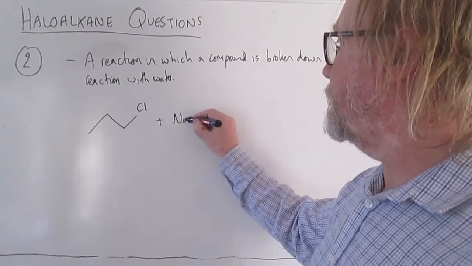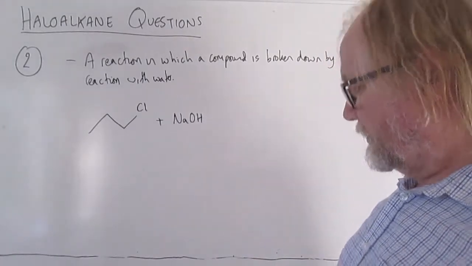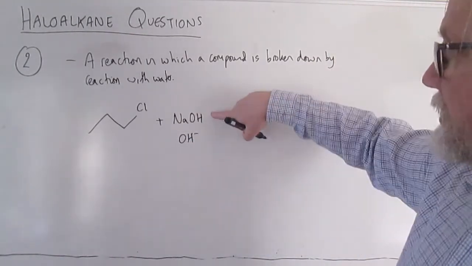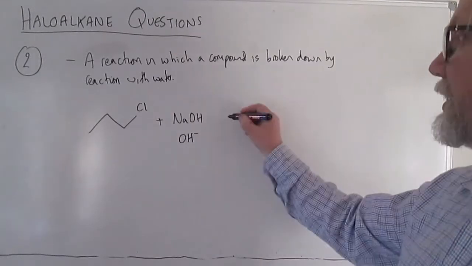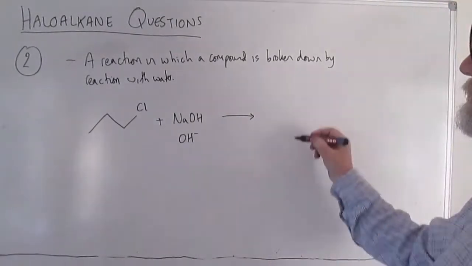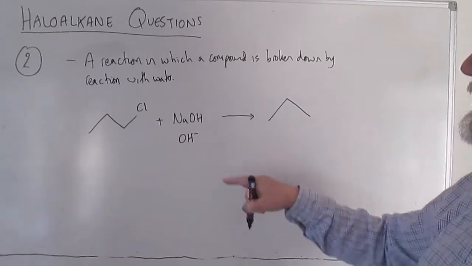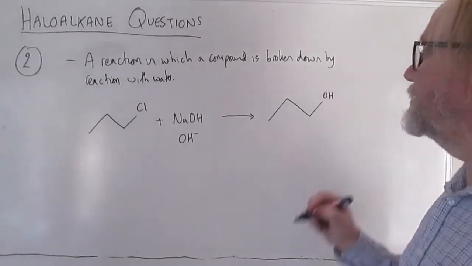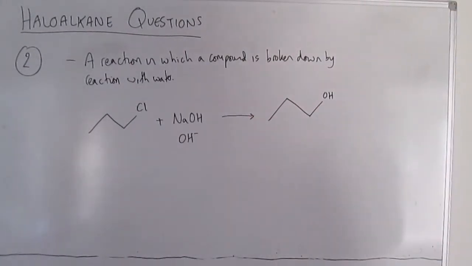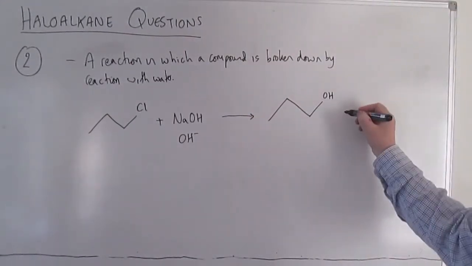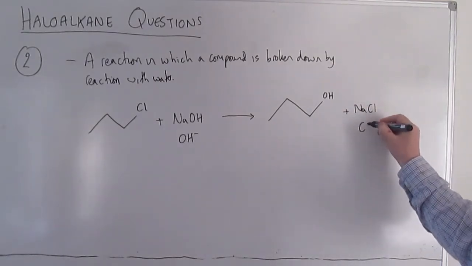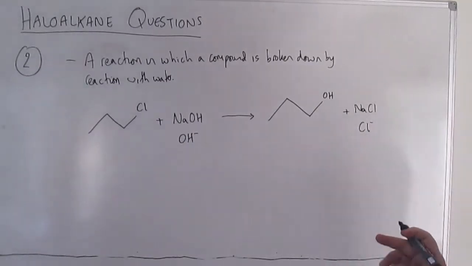So you can either do this as an ionic equation or as a full equation. So I'll just write both up and then you can choose. So in other words, you can either put NaOH or you can put OH minus there. And it's just a substitution. So where the Cl was, you get OH instead. So you get that, and that would be the same regardless of how you draw it. And the only difference is that if you write the full equation, you get NaCl as the other product, or if you write the ionic equation, you just put Cl minus. So either of those would be absolutely fine for your equation.